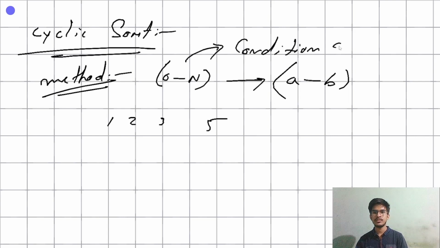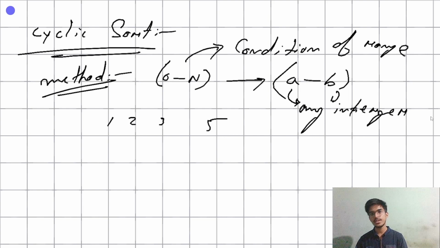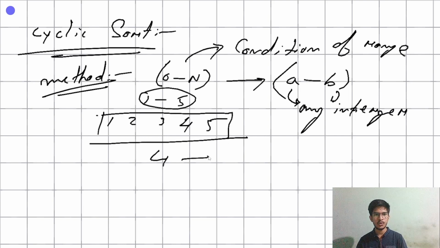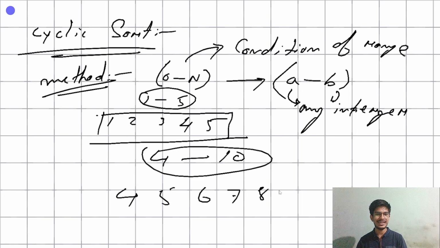This is basically the condition of range. It is any integer, but all the values should lie in the range. Like if it is 1 to 5, it should have all of them. But if it is 4 to 10, then it will be 4, 5, 6, 7, 8, 9, 10. You cannot skip any values between these two, between 4 and 10. Okay, so that's method one.